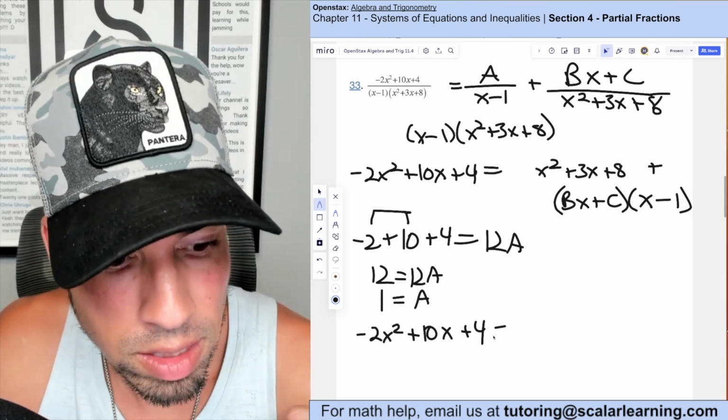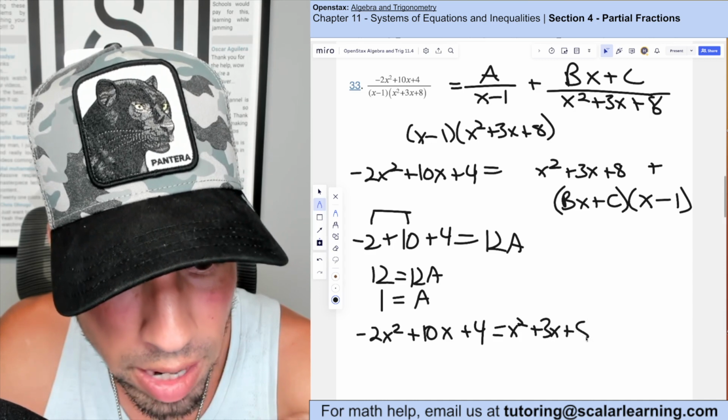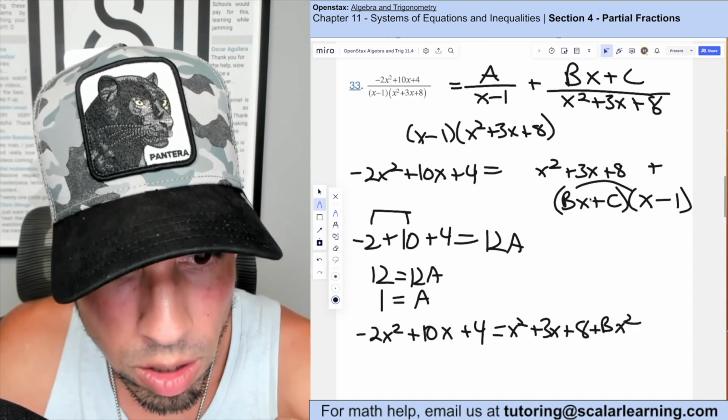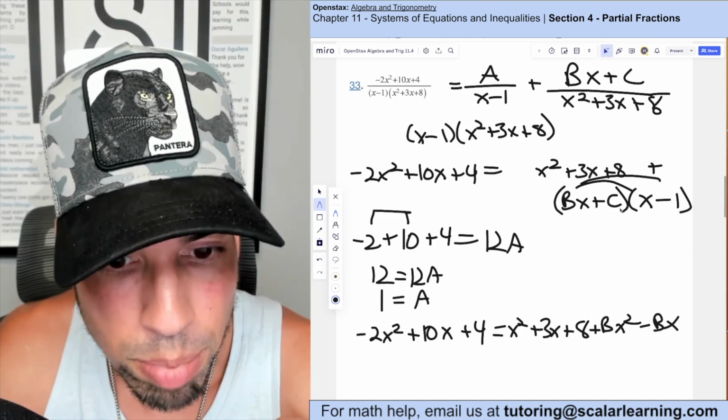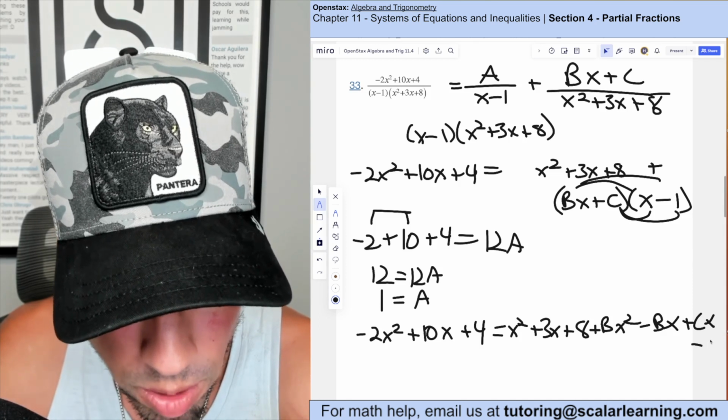So again, the left side stays as is. Over here we've got x squared plus 3x plus 8, and then here we have plus bx squared minus bx plus cx, and then minus c. Okay, we again ran out of room, but that fits.